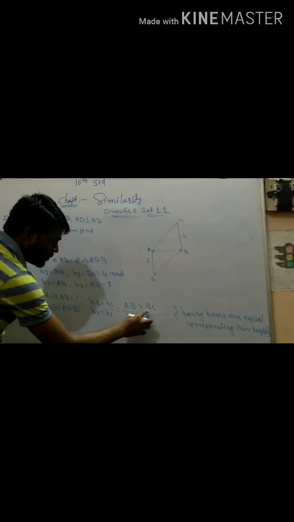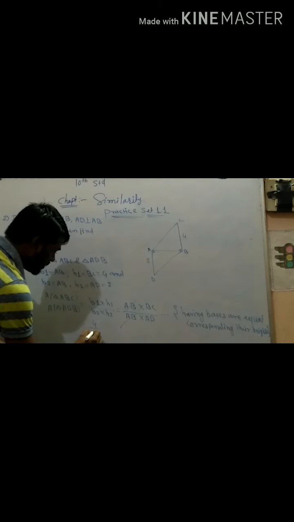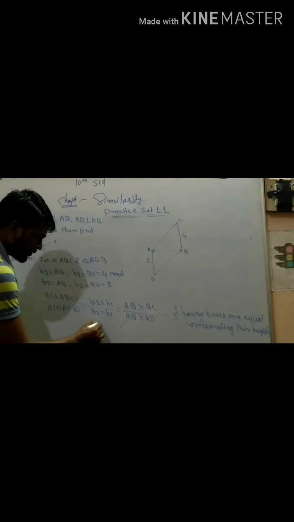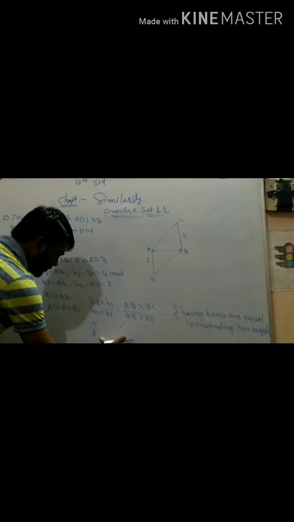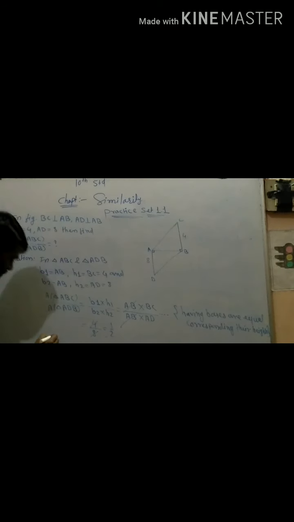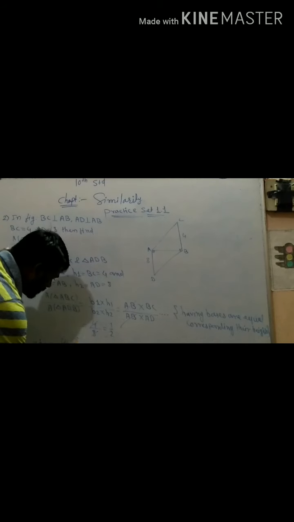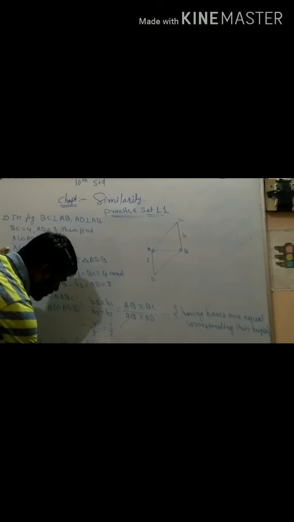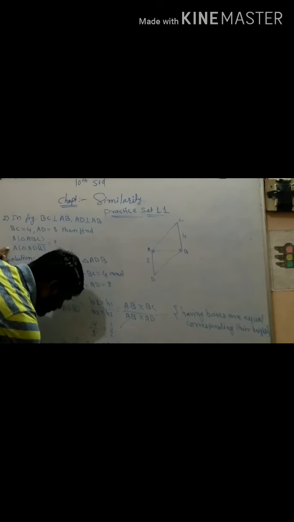So AB gets cancelled. What we have left is BC upon AD. What is the value of BC? BC is equal to 4 and AD is 8. So we cancel: 4 ones are 4, 4 twos are 8. Then what is the answer? 1 upon 2 is the answer. So here I write down 1 upon 2. Then you can write down a last line: area of triangle ABC upon area of triangle ABD is equal to 1 upon 2. Here it is your final answer.